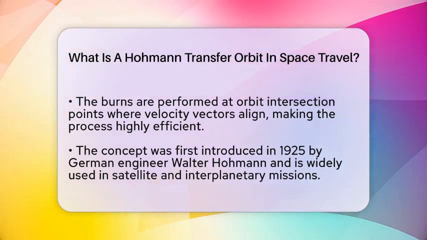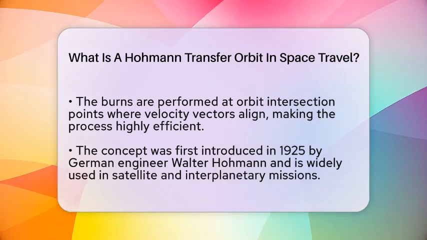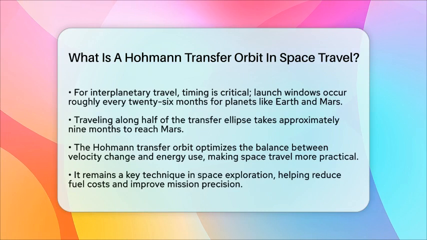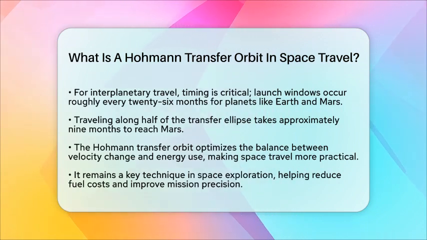Spacecraft launch during specific windows when the planets align just right. For Earth to Mars, these windows happen roughly every 26 months. The spacecraft travels along half of the elliptical transfer orbit, which takes about 9 months to reach Mars.